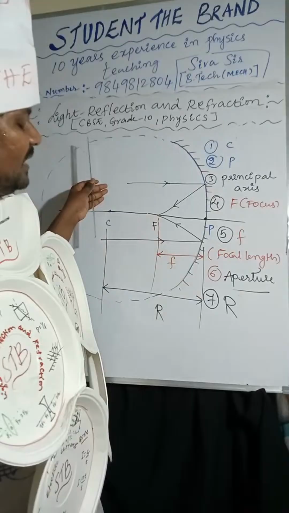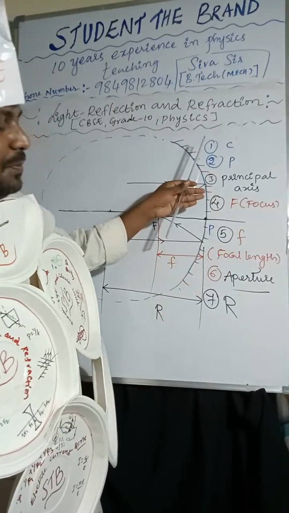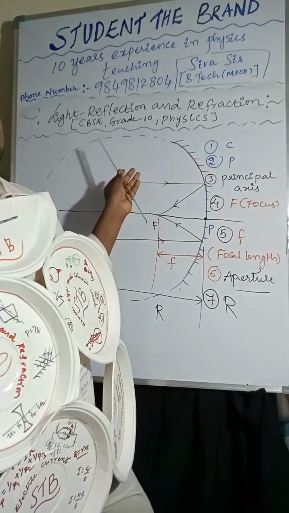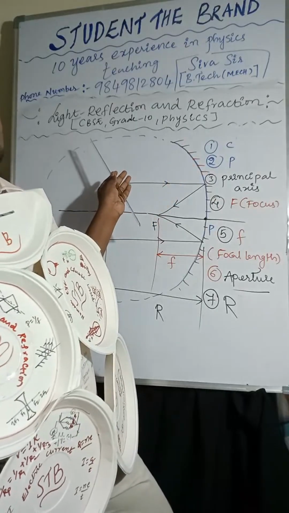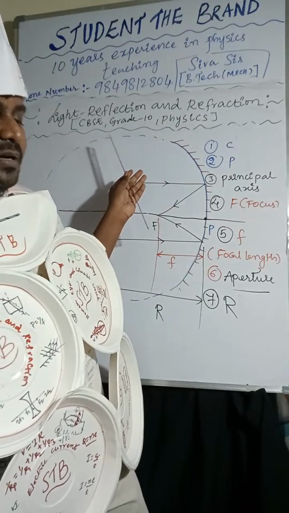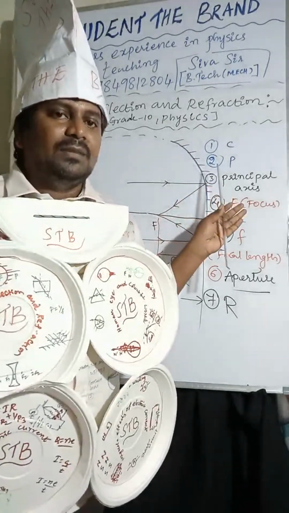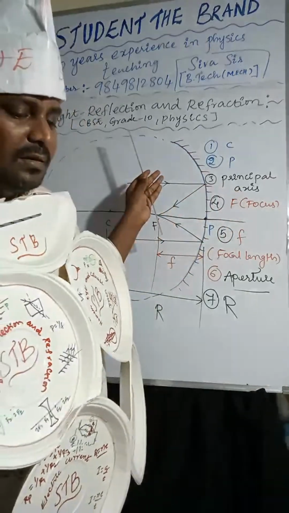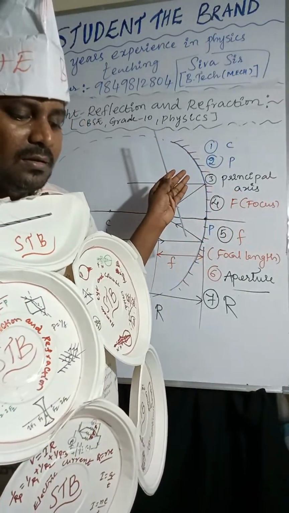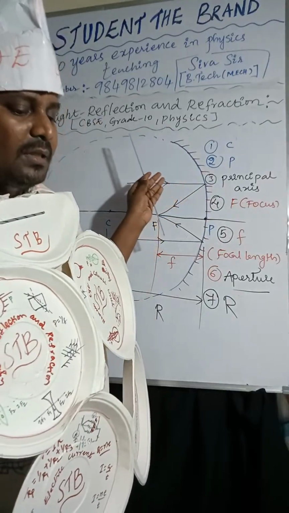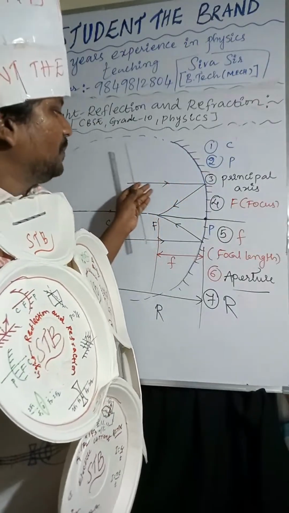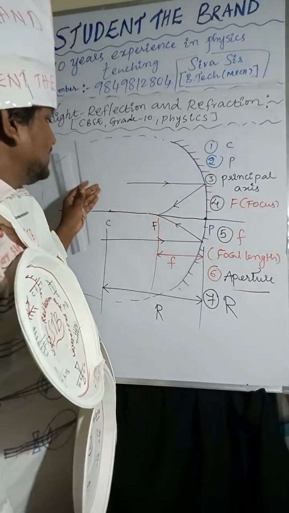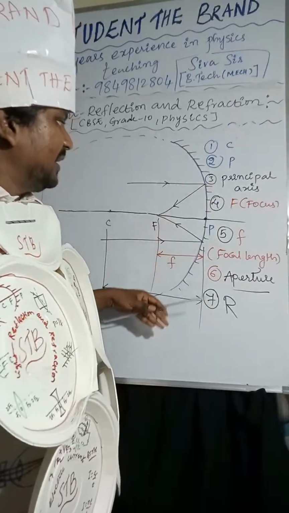And one more thing, the distance between center of curvature and pole is called radius of curvature.